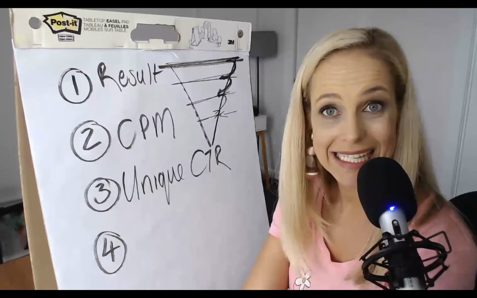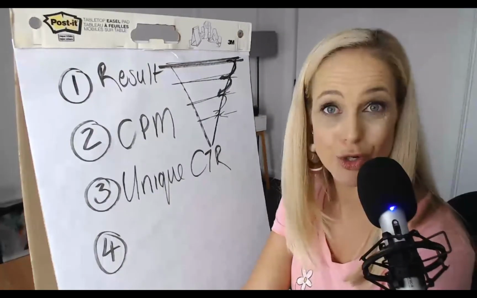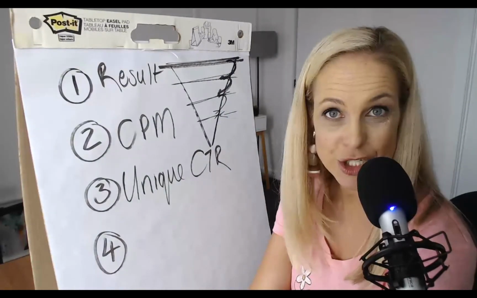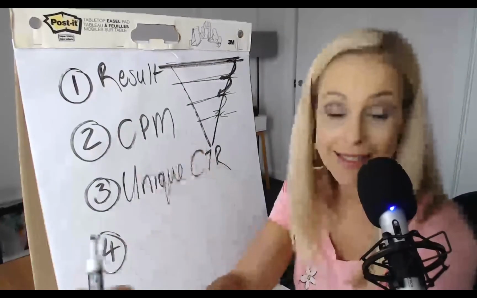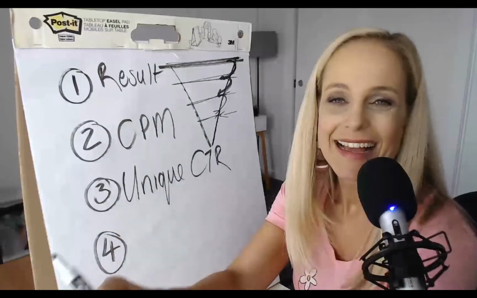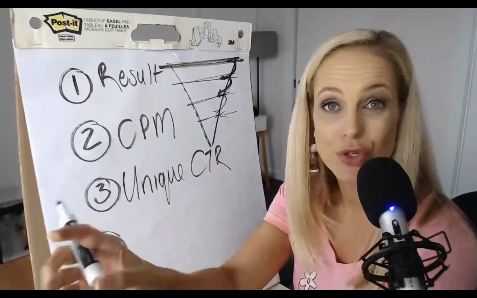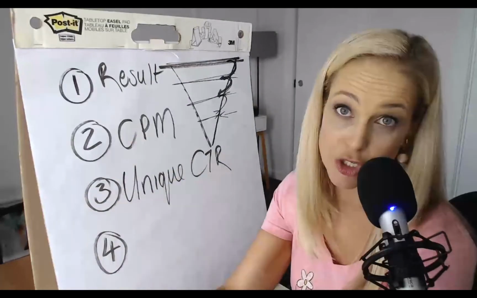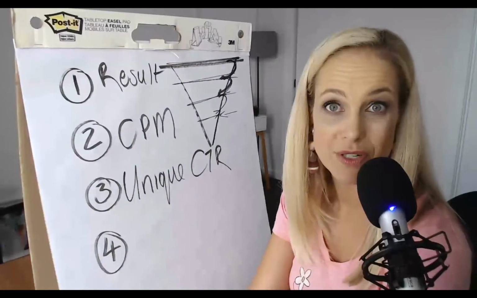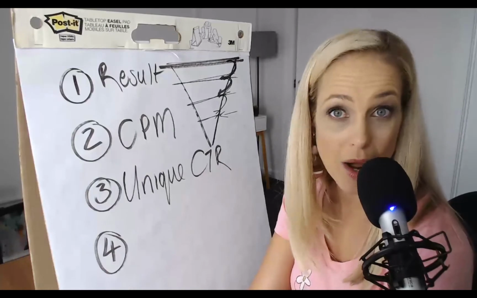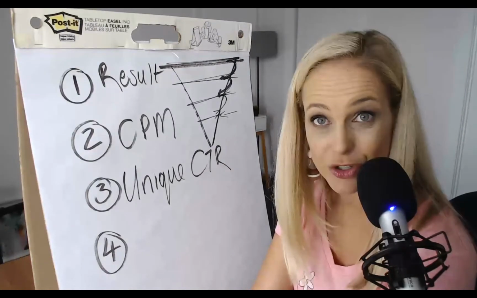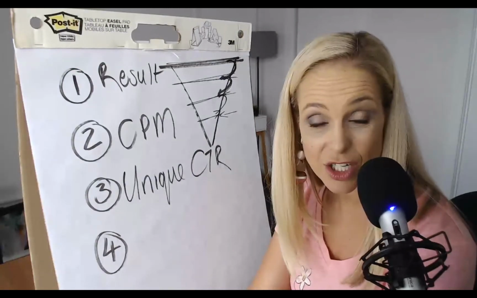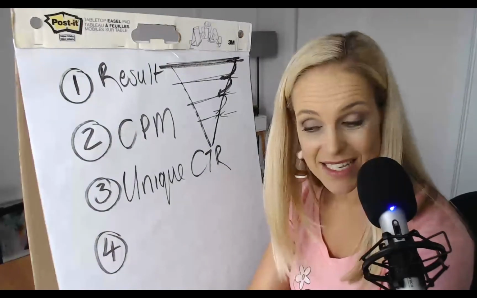So unique link click-through rate is expressed as a percentage in terms of what percentage of the unique people clicked on your ad to go to your landing page as a percentage of people who had your ad in their newsfeed. The benchmark here is 1%. You want to make sure you are getting 1% of people actually clicking on your ad to go to your landing page.